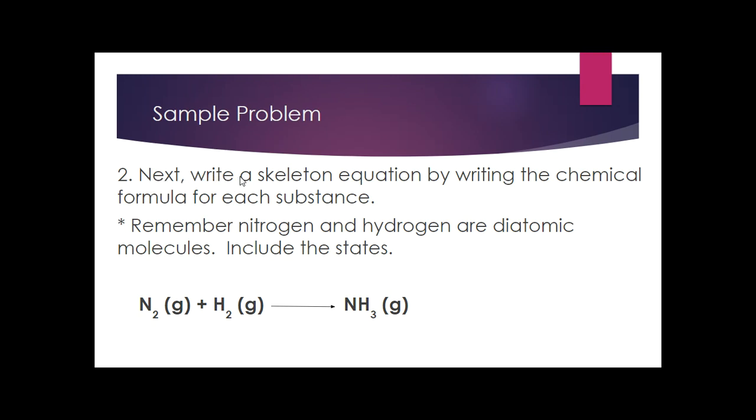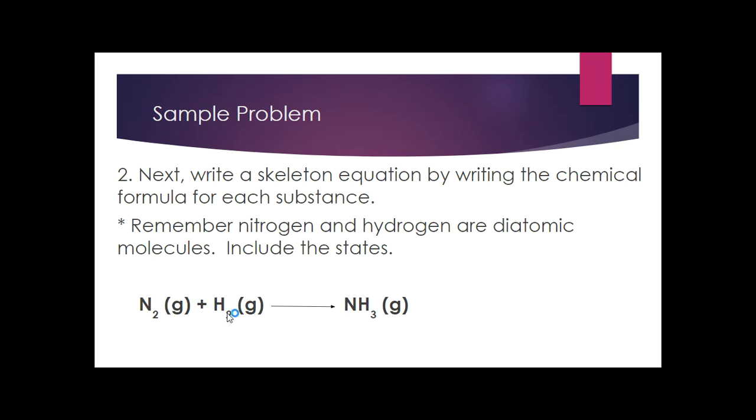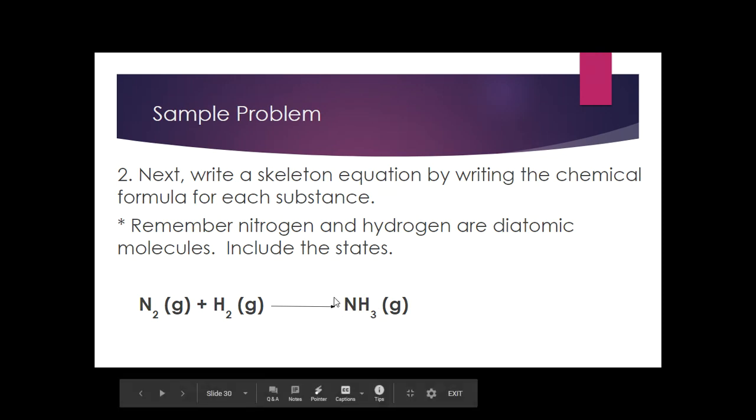Okay, so next we write the skeleton equation by writing the chemical formula for each substance. Remember that nitrogen and hydrogen are diatomic molecules in this particular case. Diatomic means that in nature they generally come as twos. So we have two nitrogen and two hydrogen. They yield then, and if you were to go to the polyatomic ion section of your periodic table of ions, you would see that ammonia is NH3. And so that's how we write this out.